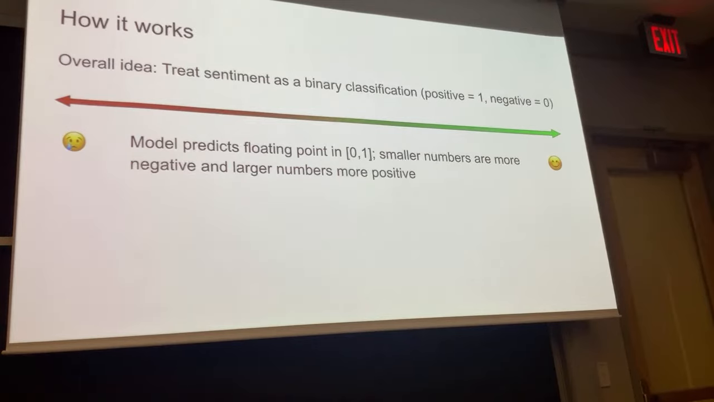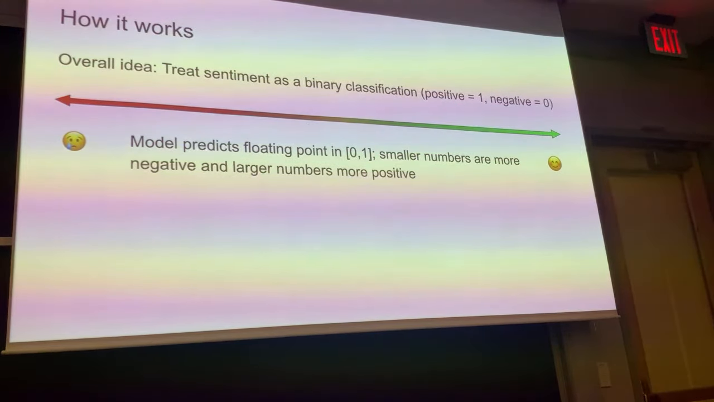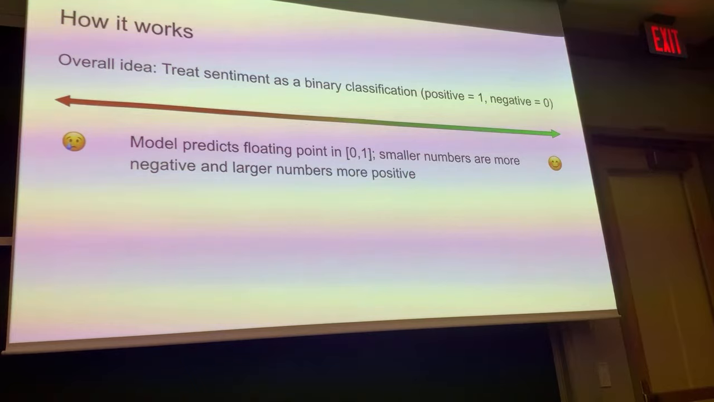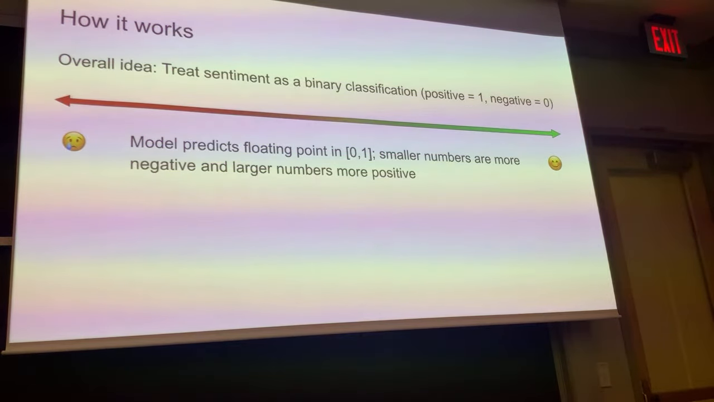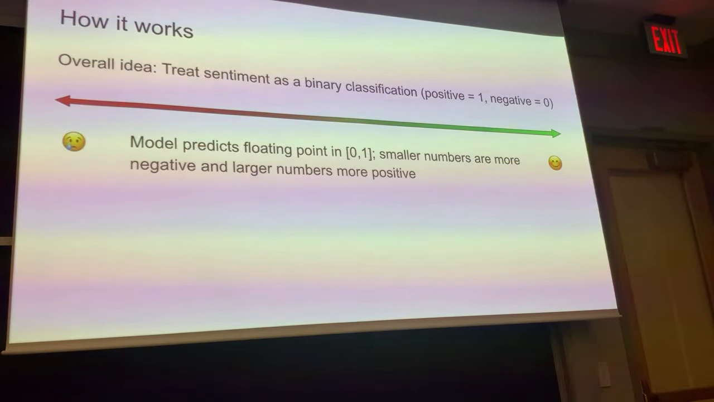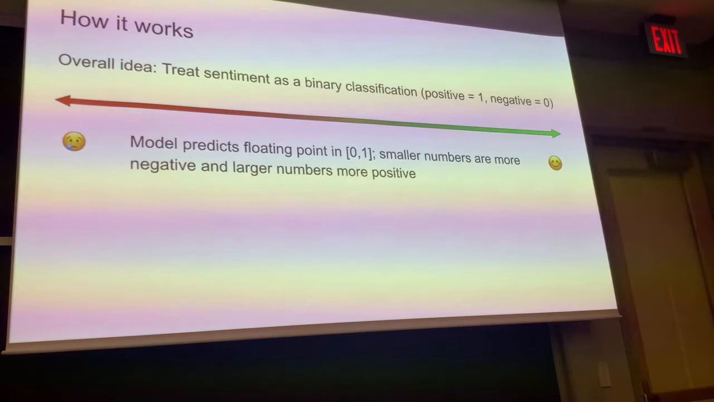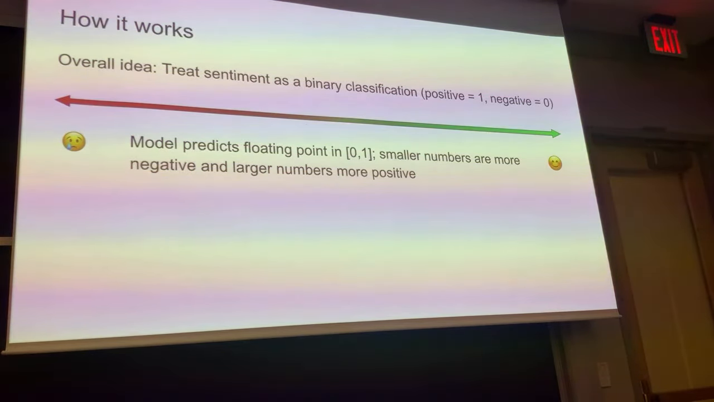And what the model does is a calculation that predicts a floating point in the range of 0 to 1. The smaller numbers, closer to 0, mean the sentiment is more negative, and the larger numbers, closer to 1, mean the sentiment is more positive. Again, I want to emphasize that this is an extreme oversimplification of the range of human emotion. You could argue that you can be both happy and sad at the same time. That is totally possible, but for a lot of sentiment analysis tasks, if all you care about is that people buy this product when they're happy and don't buy it when they're not, then this simplification is very effective already.